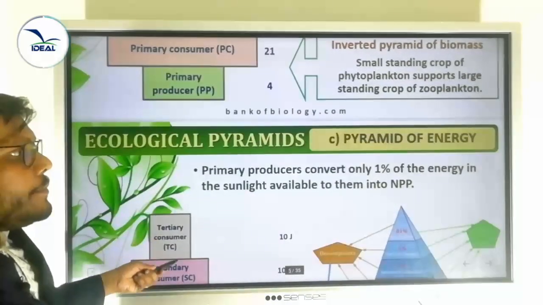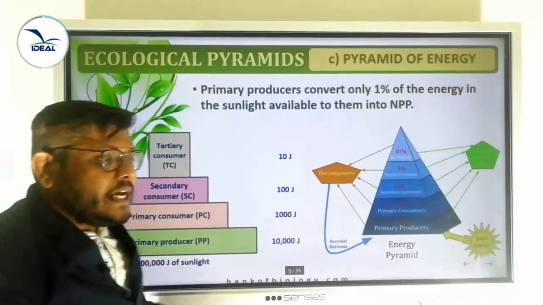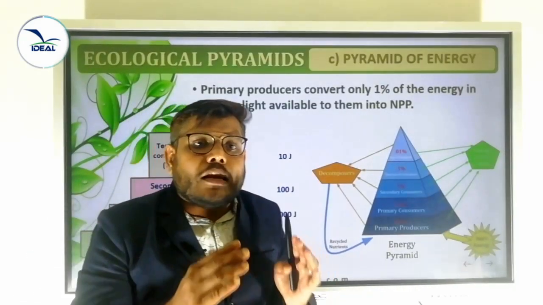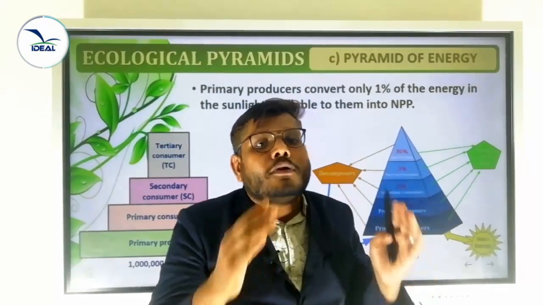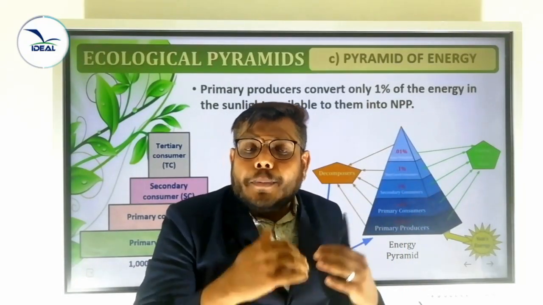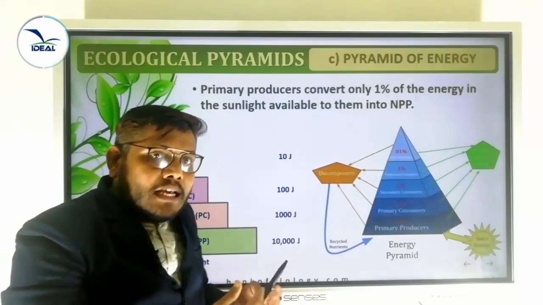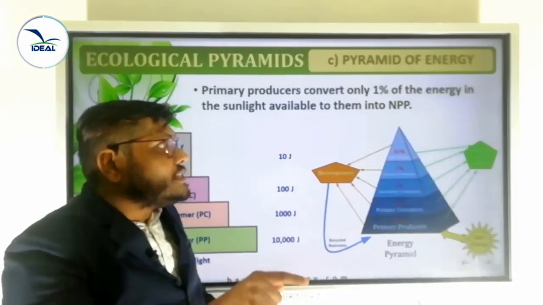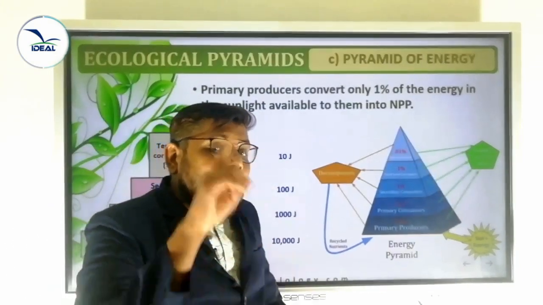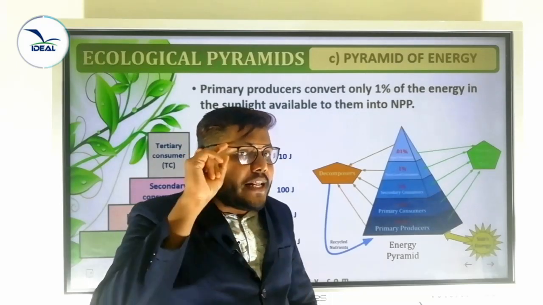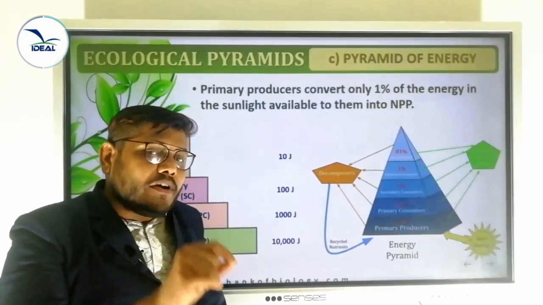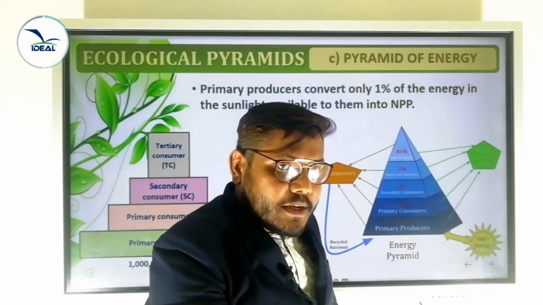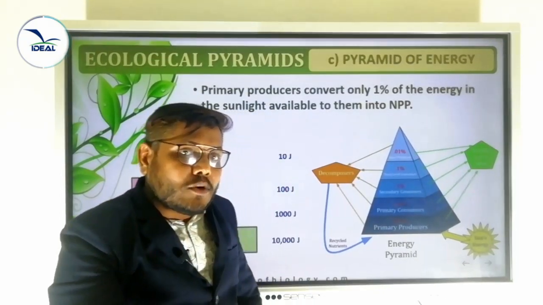The next one is the pyramid of energy. What is the pyramid of energy? It is the graphical representation of the energy of organisms in successive trophic levels in an ecosystem in the form of a pyramid. That is called a pyramid of energy. We already explained that the energy flow in an ecosystem is unidirectional. That is the reason why the pyramid of energy is always upright, because there is a loss of energy in each and every trophic level in the form of heat. That is the reason why energy flow in an ecosystem is unidirectional and the pyramid of energy is also upright.